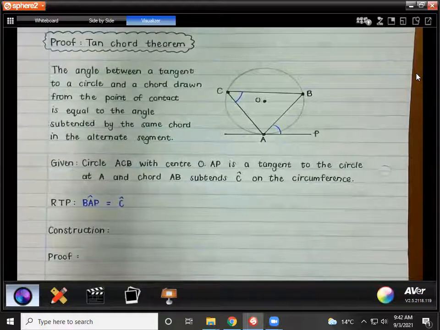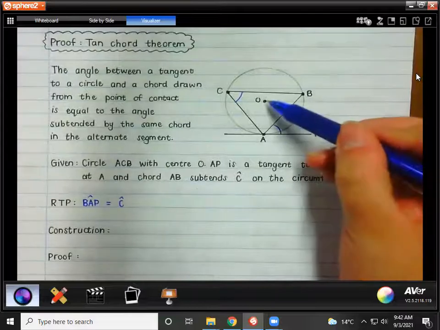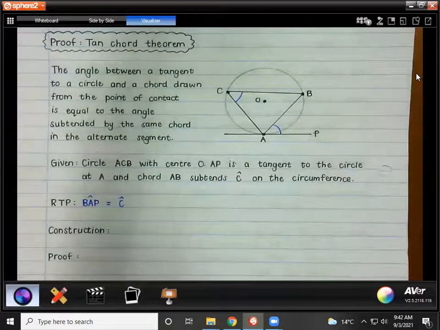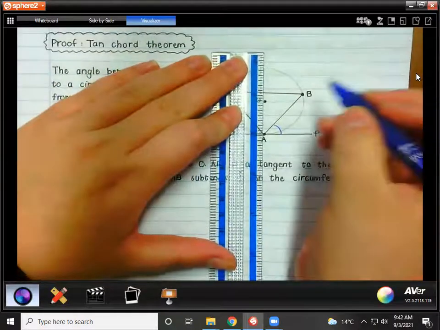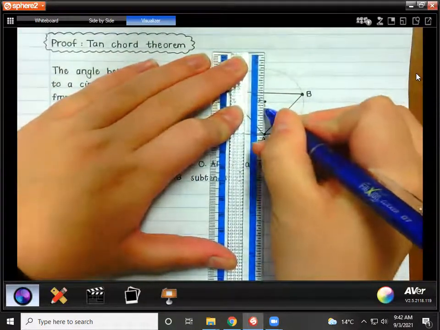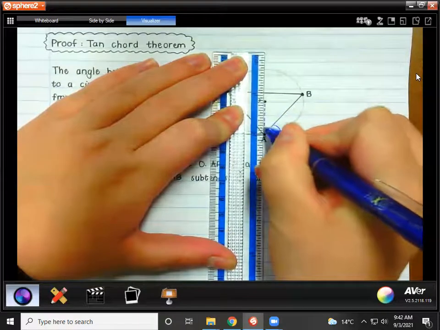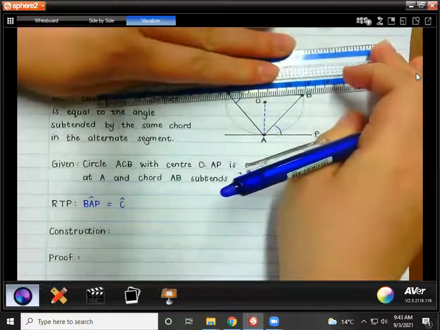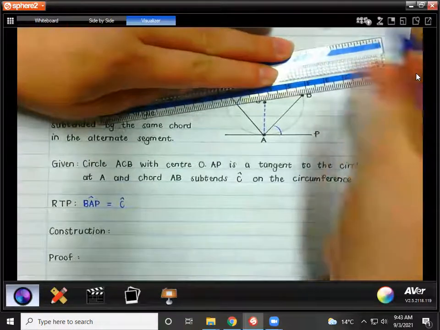Now the construction is similar to yesterday's one. Again, we are going to fill in radii so that we can use angle at center in this triangle here. So that is going to be the construction. I'm just going to do it in a dotted line so that you can tell that that is the construction, but we're going to construct OA, which is a radius, and then we're going to construct OB, which is another radius.